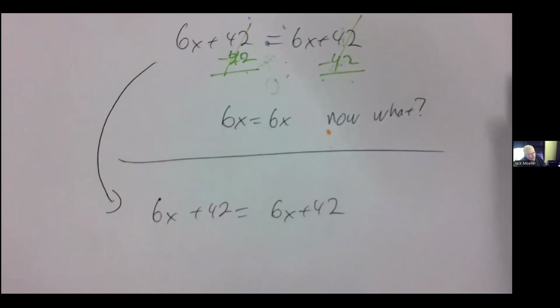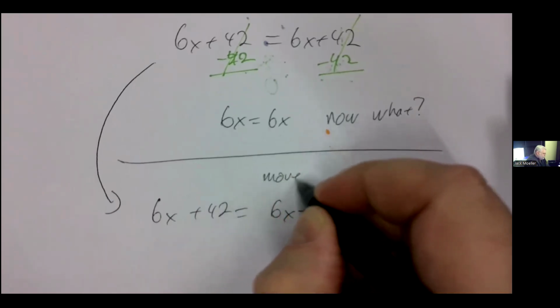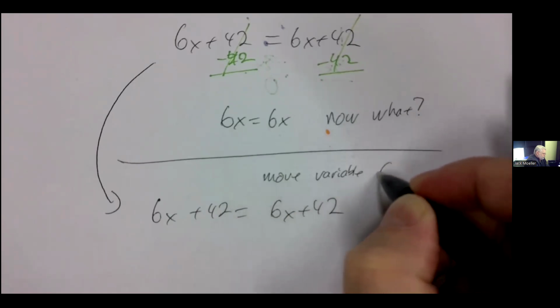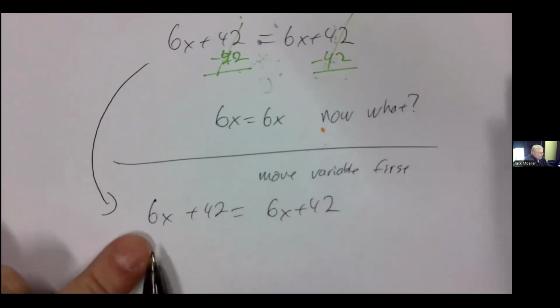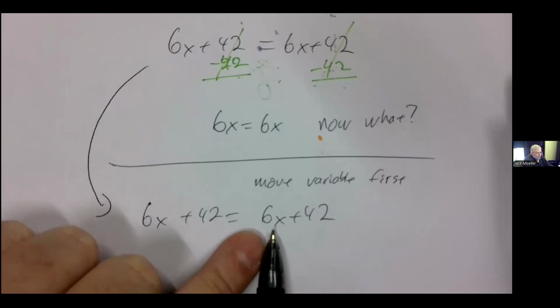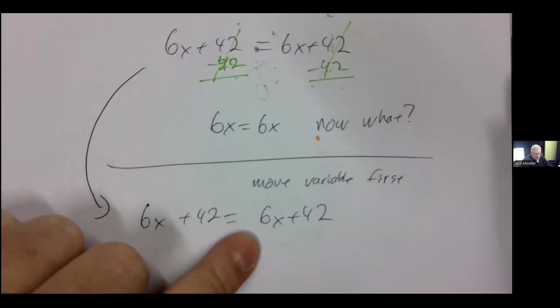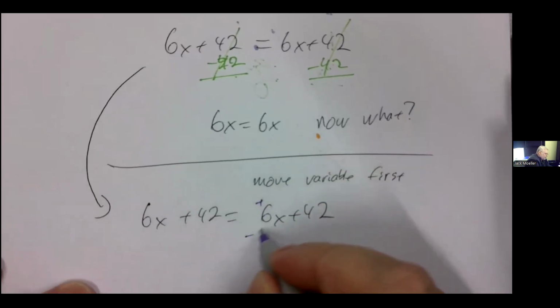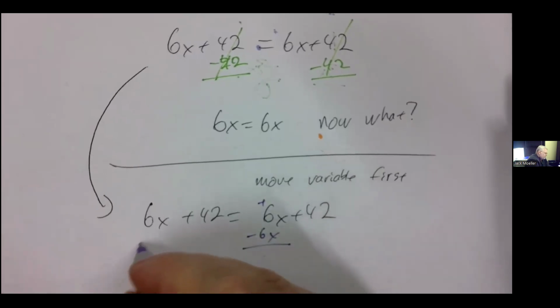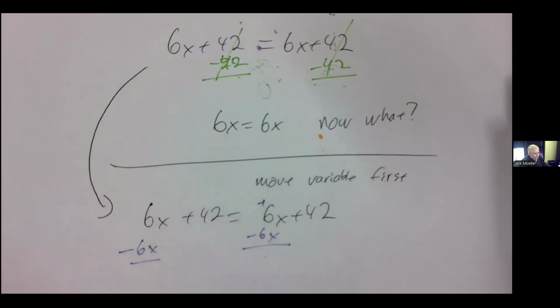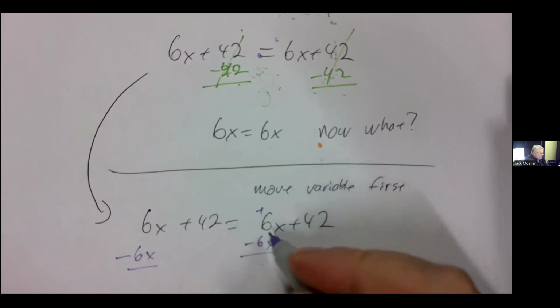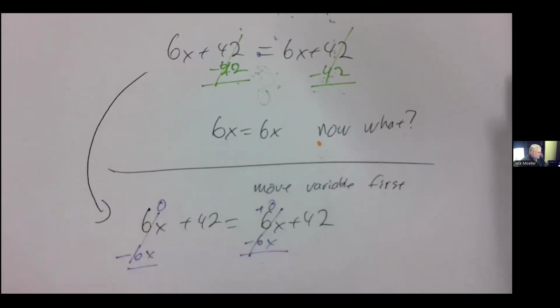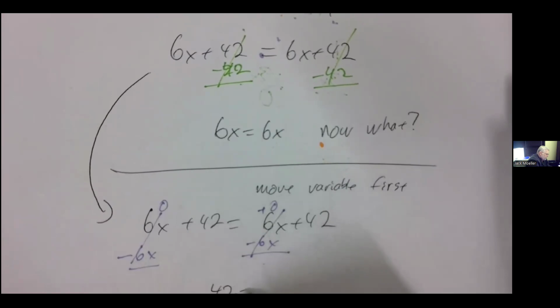So what happens if we move the variable first? If I want the variable on the left, that means the variable term on the right has to get moved over. What do I do with that plus 6x? Well, to get it to the other side, I subtract 6x. If I subtract 6x from one side, I subtract 6x from the other. Now 6x minus 6x is 0, and we get 42 equals 42.